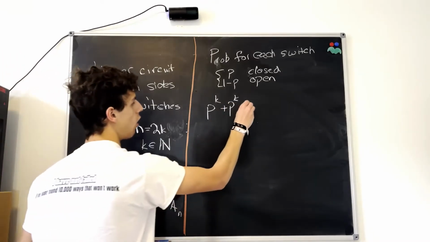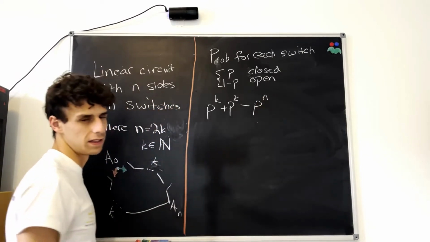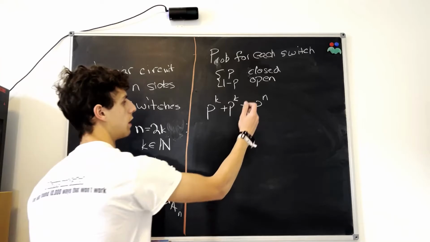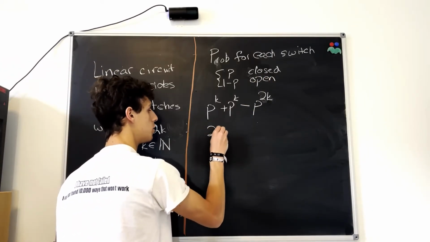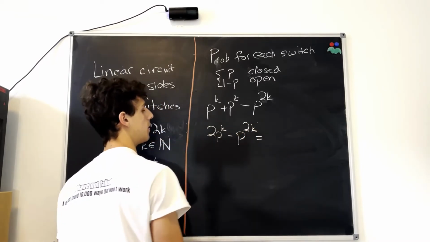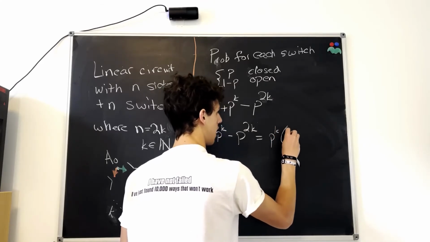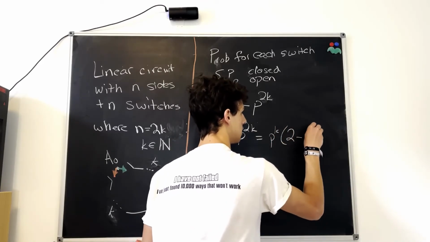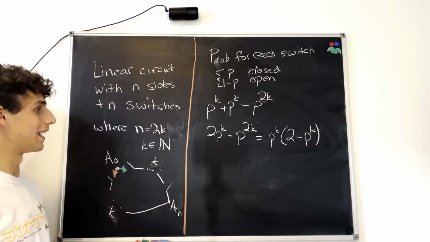But then we subtract all of the copies, which is minus P to the N, or P to the 2K here. Maybe I should write it as that. So those are all of our duplicates, but we can simplify this by saying 2P to the K minus P to the 2K. But that simplifies down to P to the K times (2 minus P to the K). So this is our general form when working with a circuit like this.